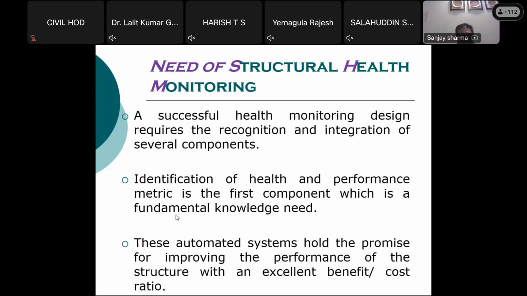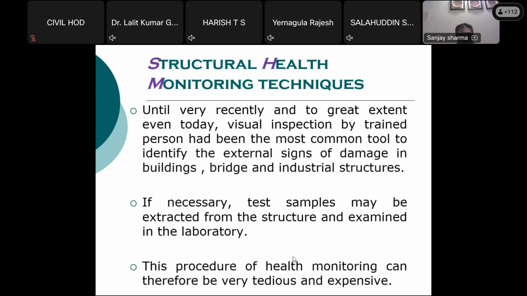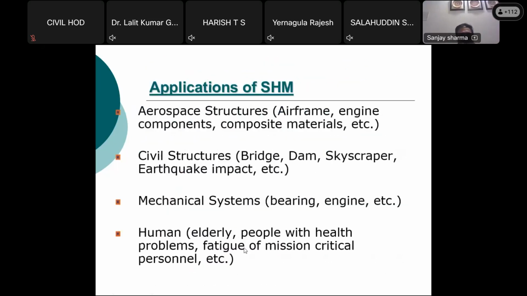And then you see that these automated systems should have a promise for improving the performance of a structure with excellent benefit cost ratios. Until very recently, and to a great extent even today, visual inspection by a trained person is the most common tool to identify damage in buildings. If necessary, further tests are carried out. So that is what we are presently doing.